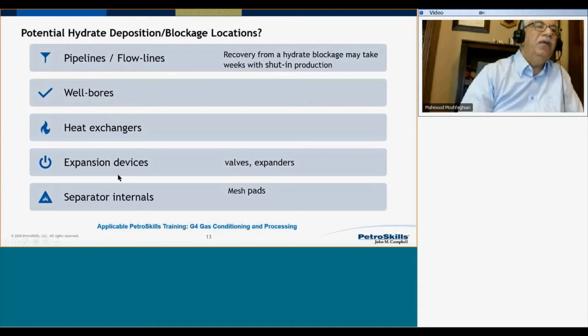In addition, we also may have hydrate formation in the internals, especially in mesh pads, and they get clogged up, torn apart, and cause severe problems. Just imagine if you have a scrubber upstream of a compressor with a mesh pad that gets clogged up, and because the pressure builds up, the mesh pad tears apart and you're feeding into the compressor, which may cause severe damage to your compressor.